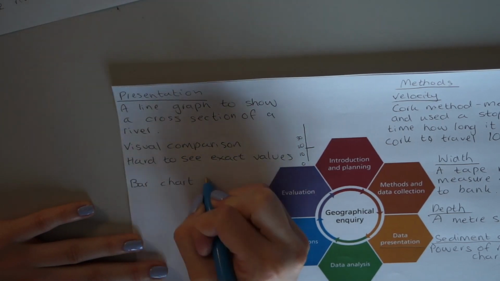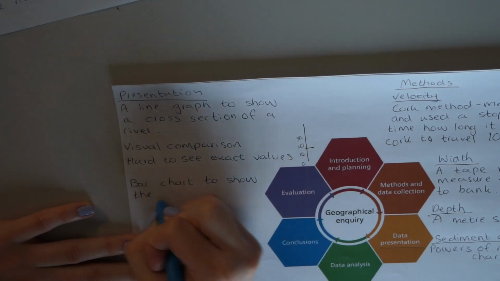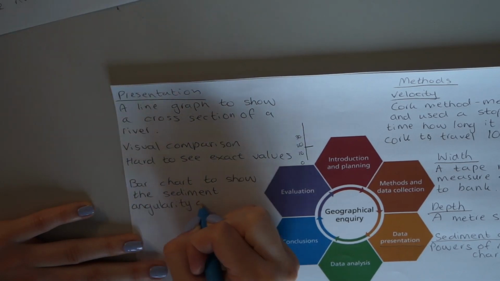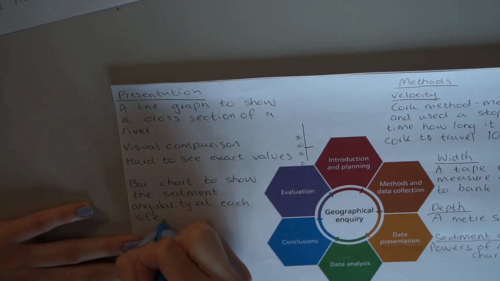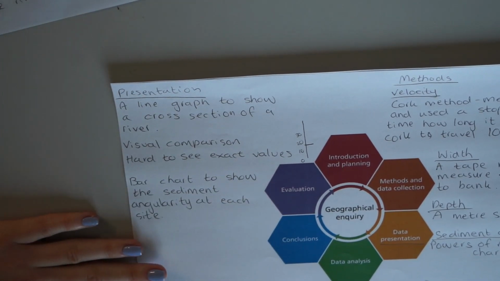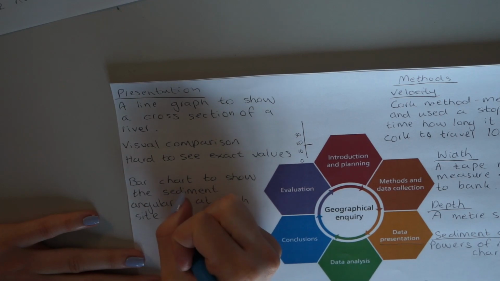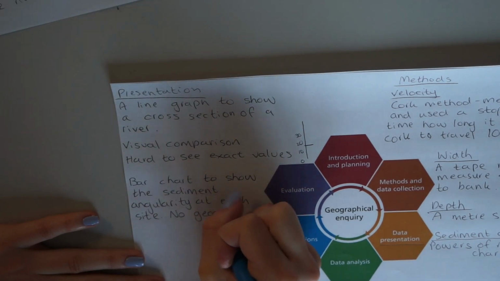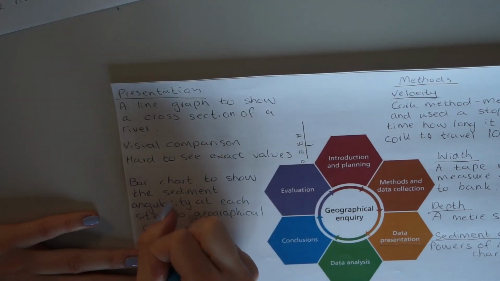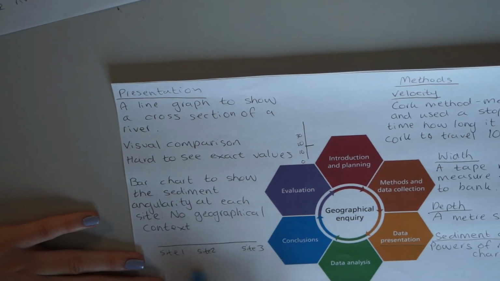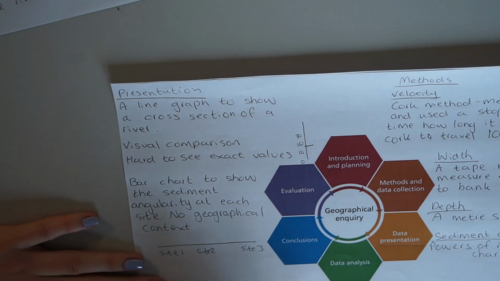We also used a bar chart to show the sediment angularity at each site. And again, it's good for comparison, so we can see straight away which site has the highest number of angular rocks and which site has the lowest number. This is bad because it gives no geographical context. On my x-axis of this bar chart, it would just say site 1, site 2, and site 3. It doesn't actually show me where site 1 is in comparison to site 2. So it doesn't give me that geographical context.